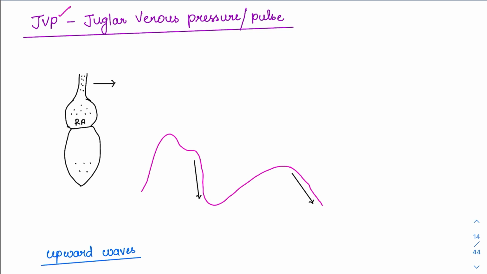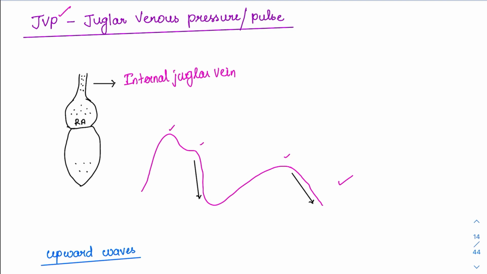Why we prefer the internal jugular vein is because its course is very straight, whereas the external jugular vein's course is kinky. It is not in a straight line. So the preferred vein to see this is the internal jugular vein. Whenever any JVP recording is done, the waveform recorded will come something like this. As you can see here, there are three different peaks.